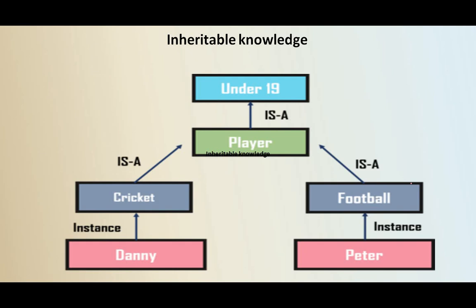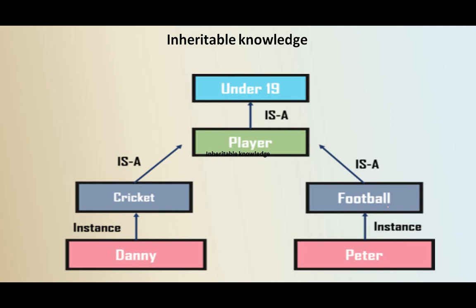See, under 9 is the base class and player is the derived class. What is the relationship between them, the "is a kind of" relationship? It's actually an inheritance relationship. So player is a under 9, under 19. Similarly, Danny is an instance of cricket, and Danny is a player, and similarly Peter is an instance of football, he is also a player.